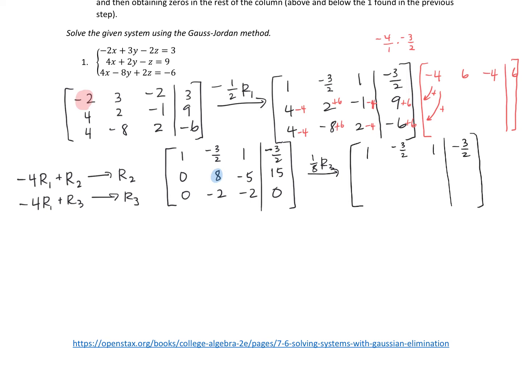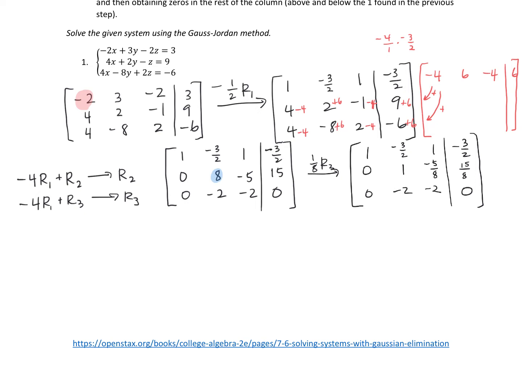Okay. Row 2 is changing. I'm multiplying it by 1/8. So that will still be 0. 8 times 1/8 is 1. -5 times 1/8, -5/8. And 15 times 1/8 is 15/8. And then the third row stays the same for now.